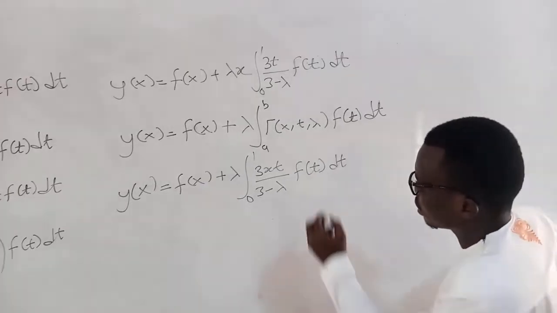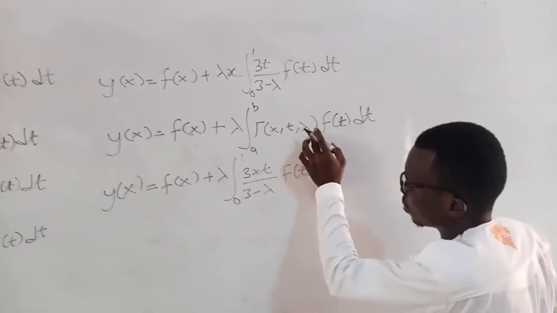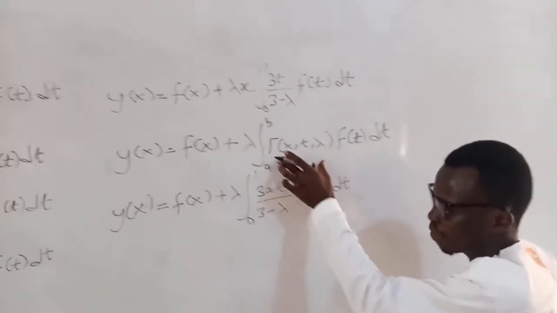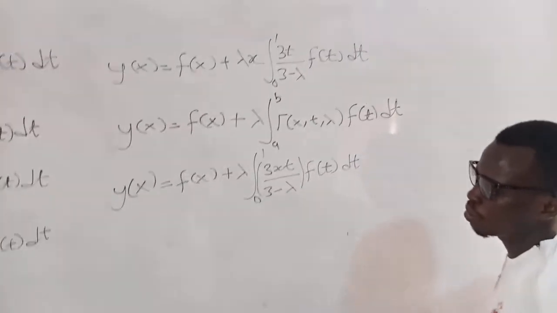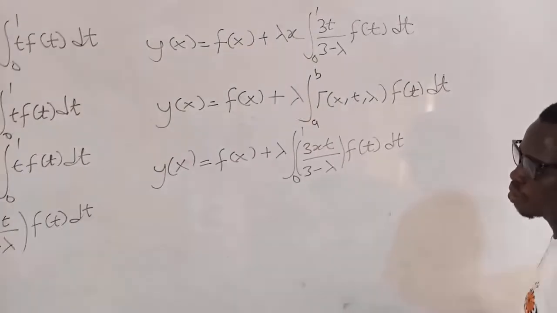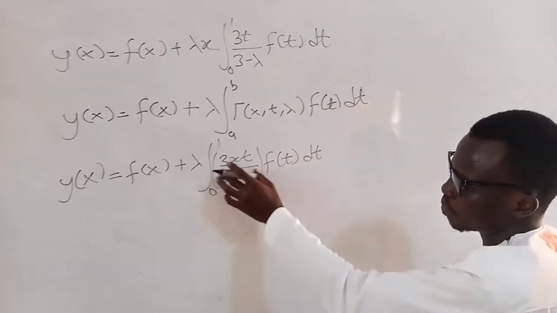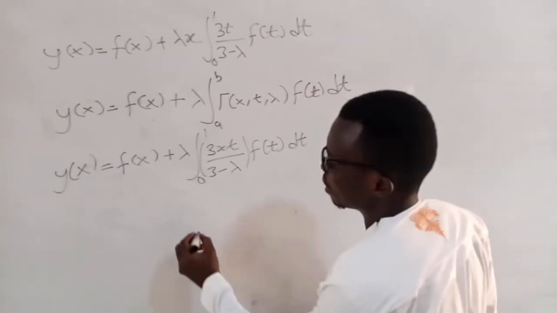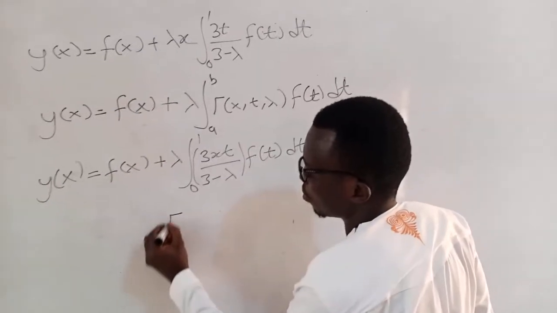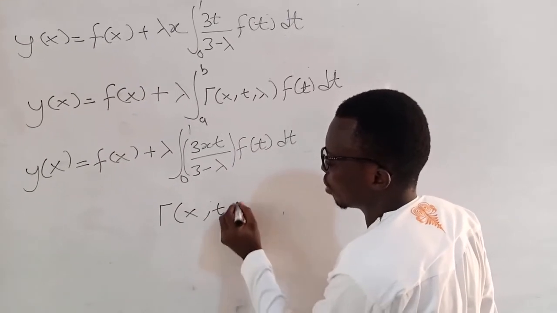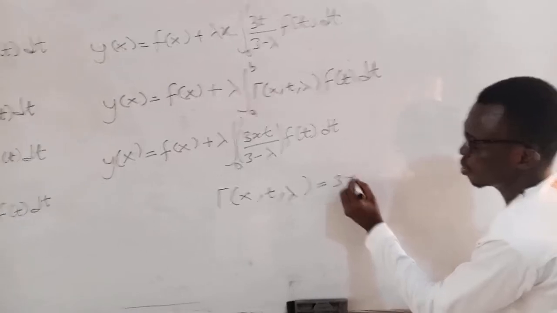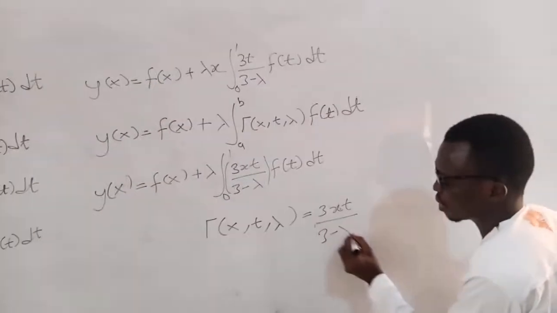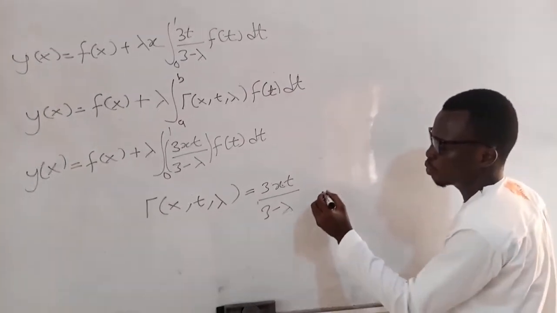Now, can you see that this gamma of s, t, lambda, which is the resolvent kernel, will be the same as this whole part. So gamma of s, t, lambda becomes 3st divided by 3 minus lambda, which is our resolvent kernel.